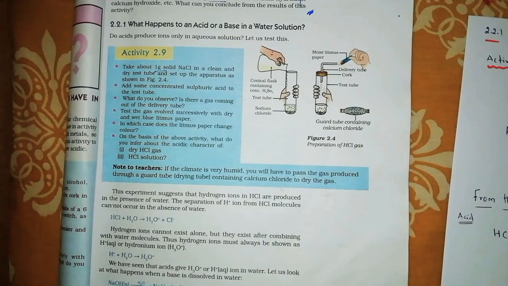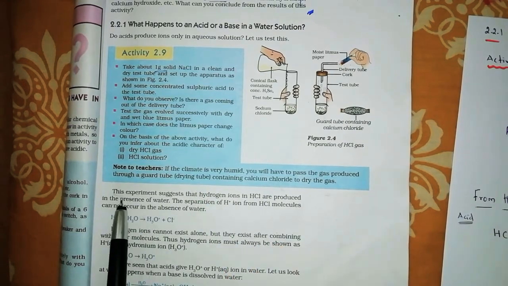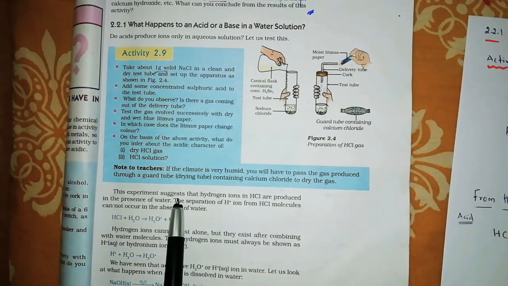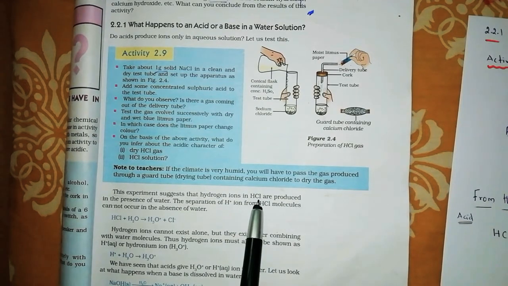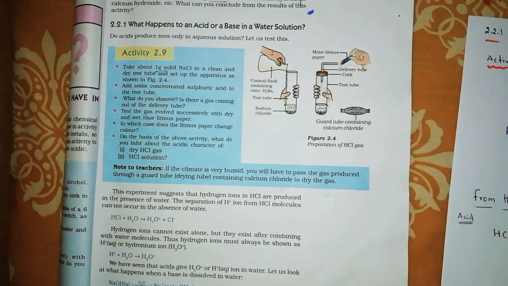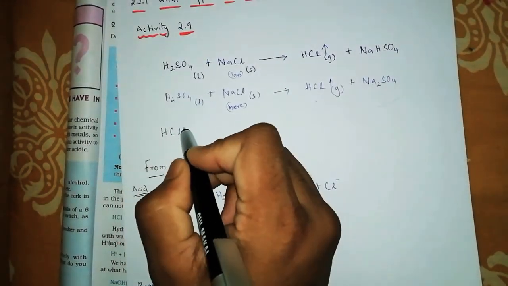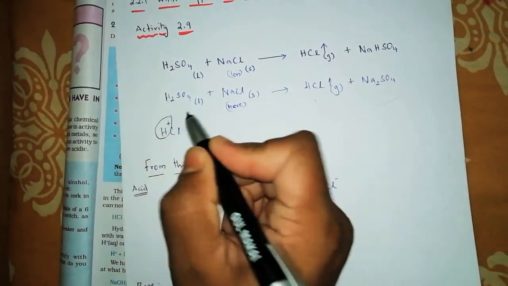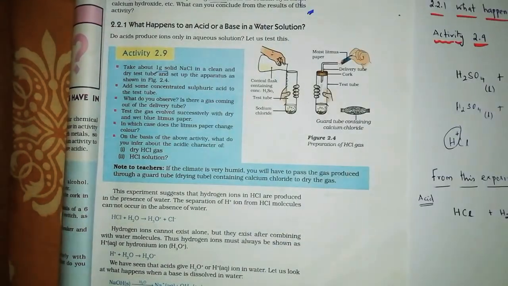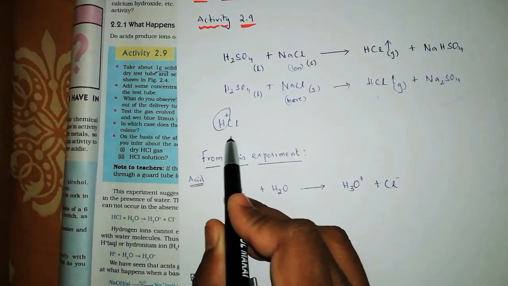Why? This experiment, the answer is given in your book itself. You can look at that below the activity. This experiment suggests that hydrogen ions in hydrochloric acid, always all the acids, even if it's hydrochloric acid or sulfuric acid, they all have H plus ion.